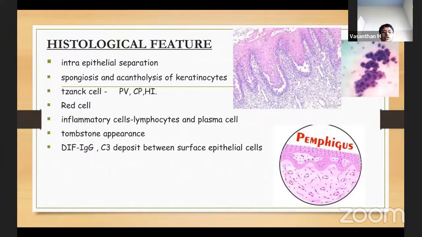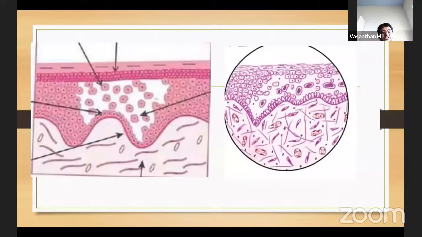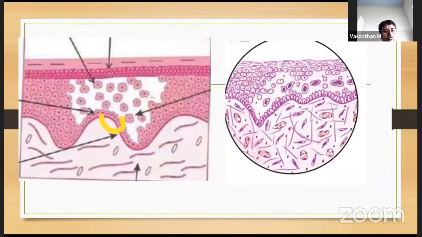Tombstone appearance is due to only basal cells being attached to the basement membrane, so it appears like a tombstone. In direct immunofluorescence, we can appreciate IgG antibody and complement 3 proteins deposited between the epithelial cells. And these are the histological images. Here we can appreciate the tombstone appearance of the cells, and this is called a Tzanck cell.